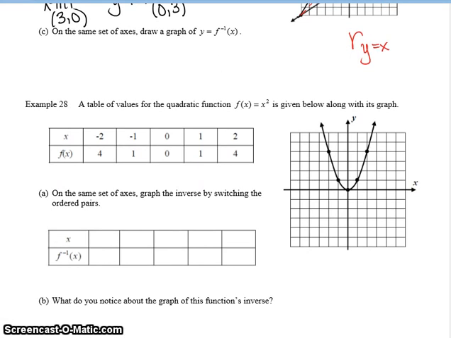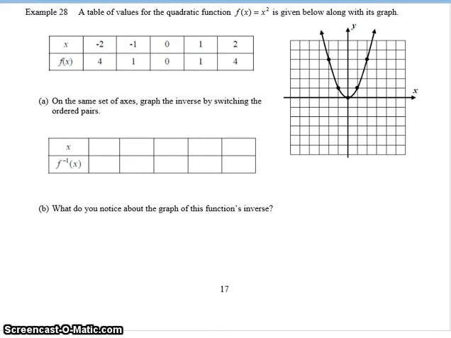A table of values for the quadratic function f of x equals x squared is given below along with its graph. So basically, here's a bunch of points in a table, and then here's its picture. Okay, so this is the original graph f of x. All right, part A. On the same set of axes, graph the inverse. Again, switch x and y. So this becomes 4, -2. All I did was look at this right here. Okay, and I'm going to switch them.